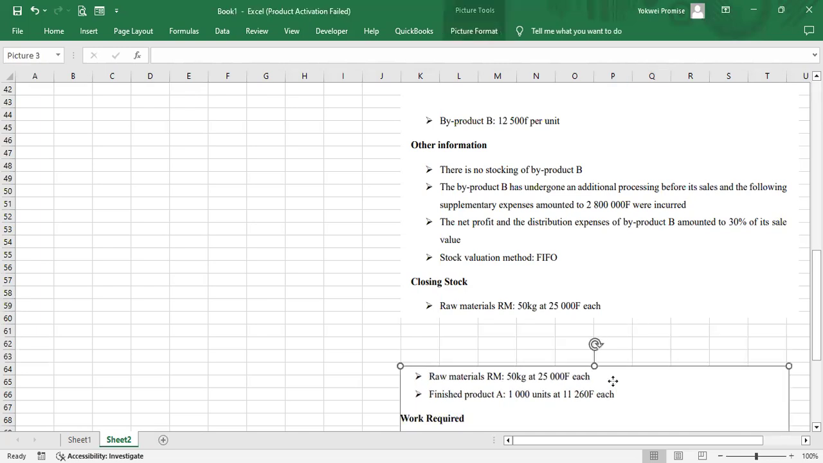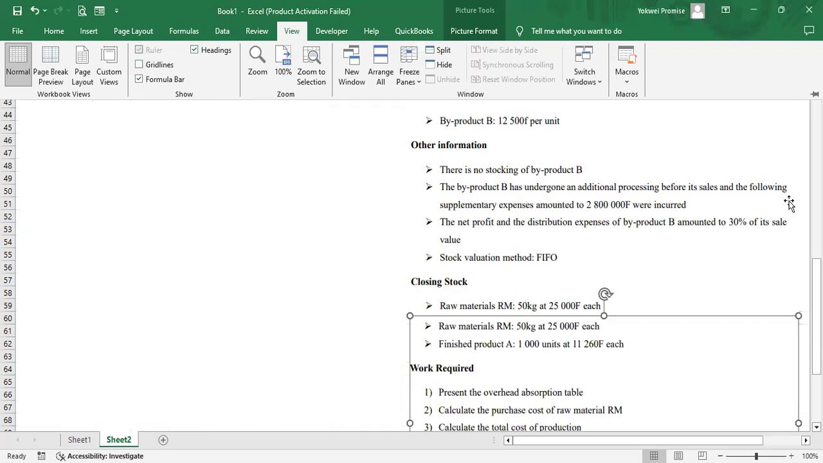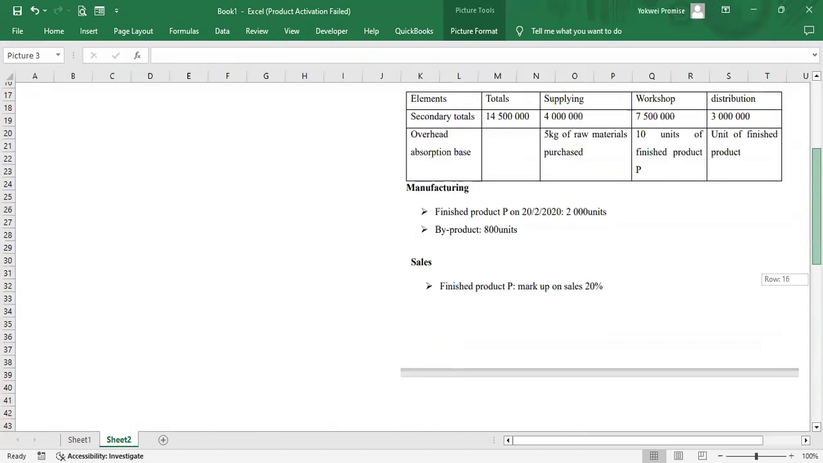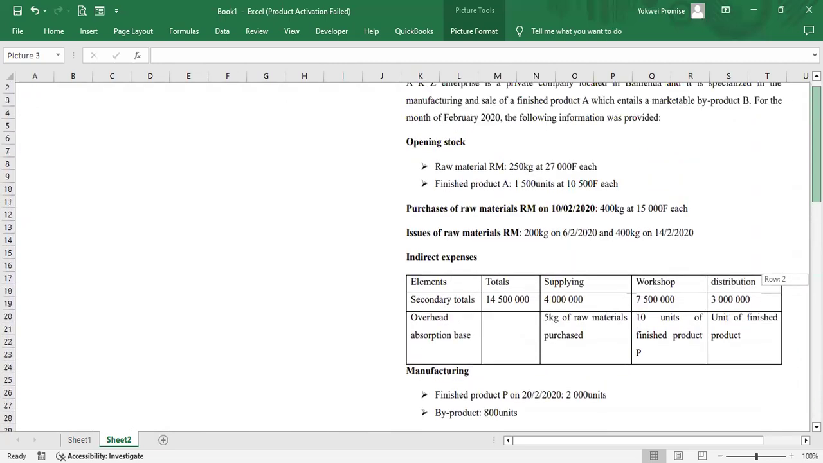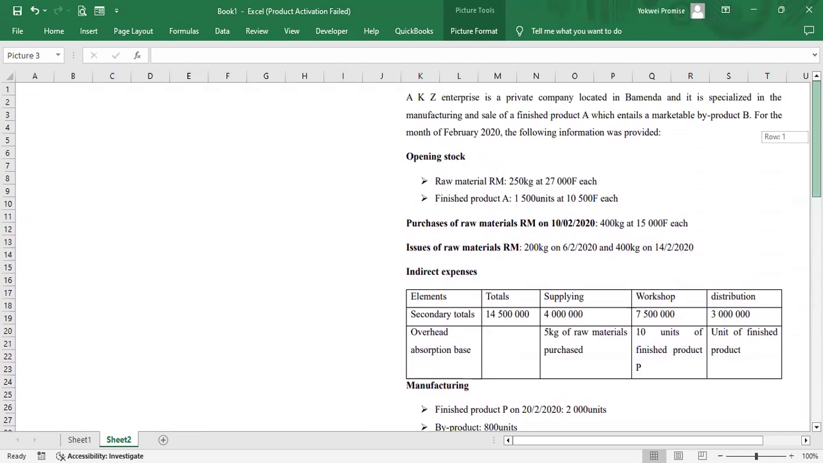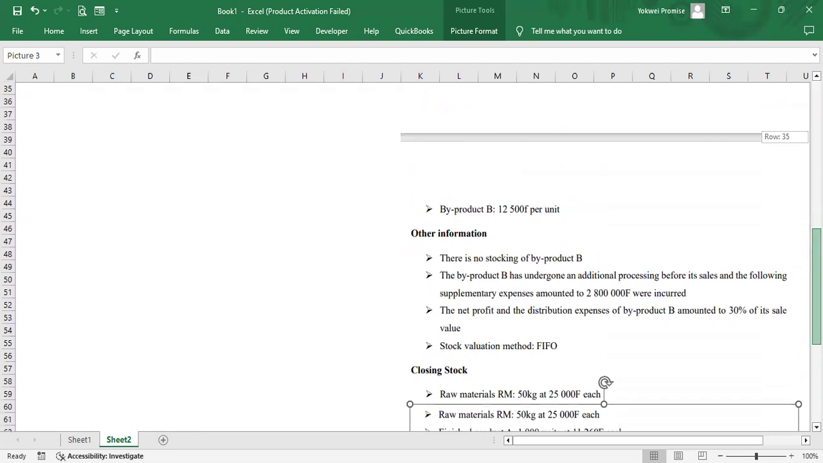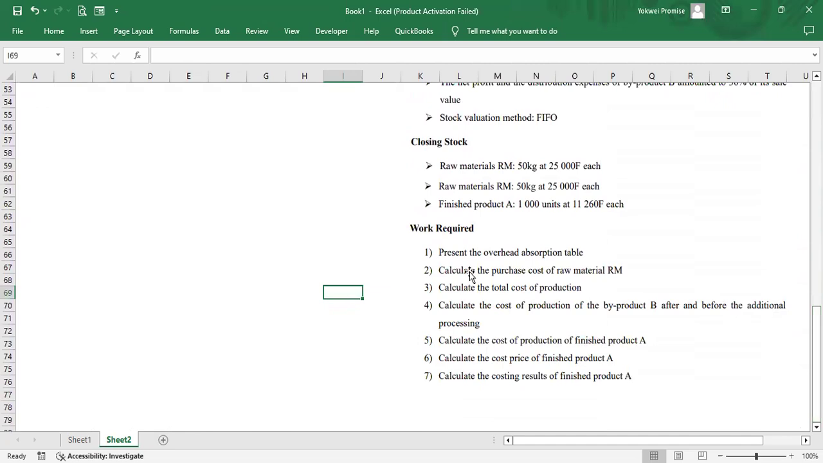Very good. All right. So this is the full costing question, right? Yes, sir. We don't have time to be reading the question one after the other. They say AKZ has done whatsoever, so you look at the information. The first work required, they say present the overhead absorption table.